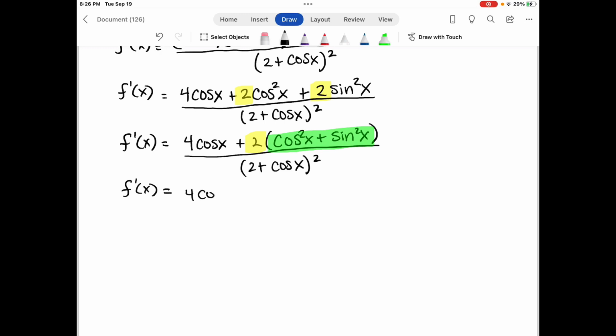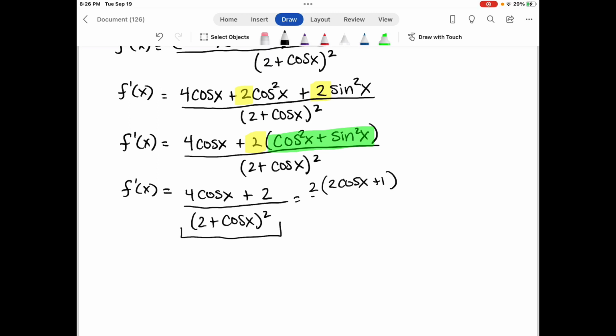So I have on the top 4 cosine x plus 2 times 1, which is just 2, all over 2 plus cosine x squared. Now, if you want, you can factor out a 2 on the top, but it's not going to get you anywhere. It's still going to be the same, like nothing cancels. So you could either write it like this, or if you take it further and you factor out a 2, you're just going to end up with this, which is fine. But there's nothing you can really cancel there. So either way, either one of these is fine. It's as simplified as you're going to get.